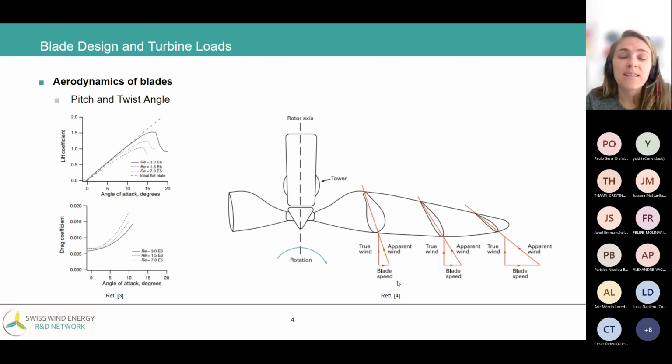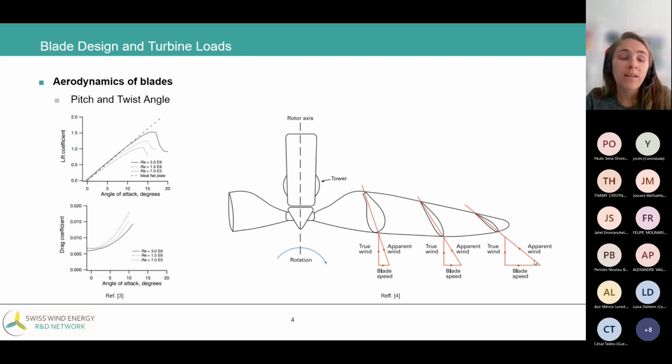Why is this important? It is probably not so difficult to imagine that for the same blade rotational speed, once you multiply by the radius, we will have higher blade speeds as you go toward the tip of the blade. So the angle between the wind speed and the blade speed will be different from the root to the tip.